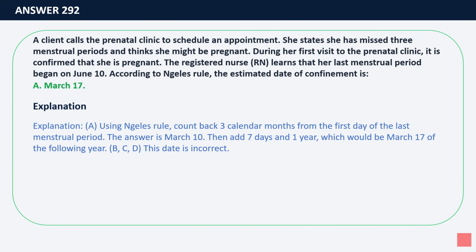Answer: A. March 17. Explanation: A. Using Nägele's rule, count back 3 calendar months from the first day of the last menstrual period. The answer is March 10. Then add 7 days and 1 year, which would be March 17 of the following year. B, C, D. This date is incorrect.